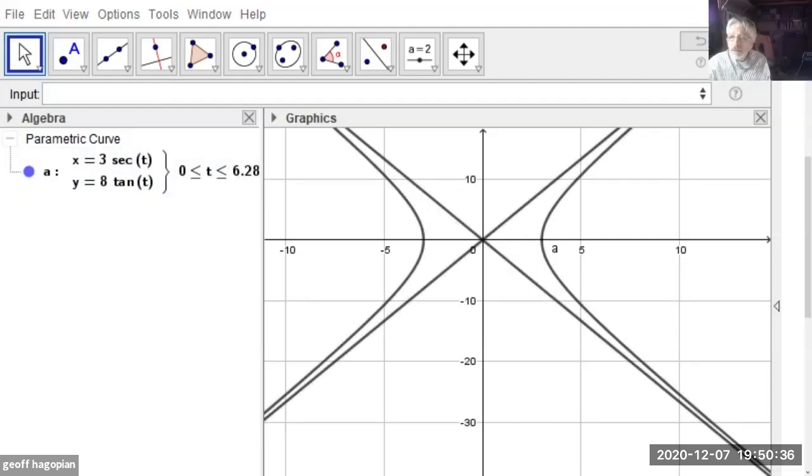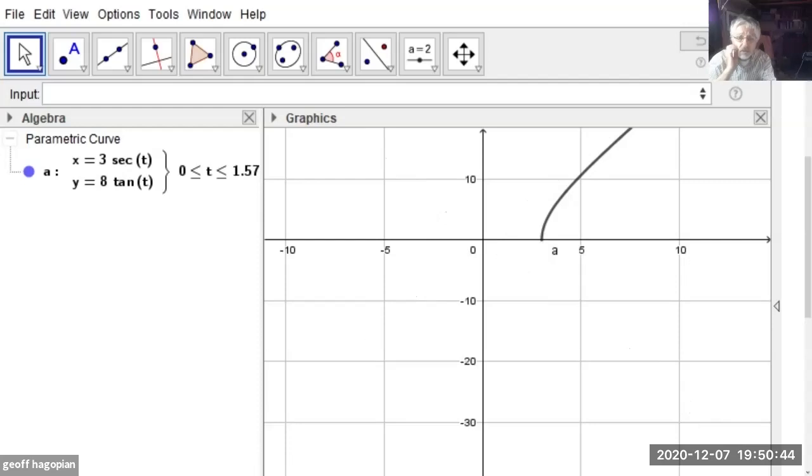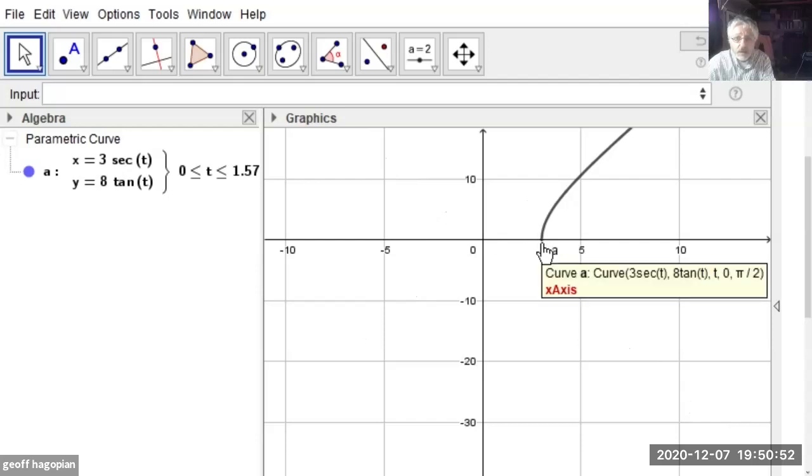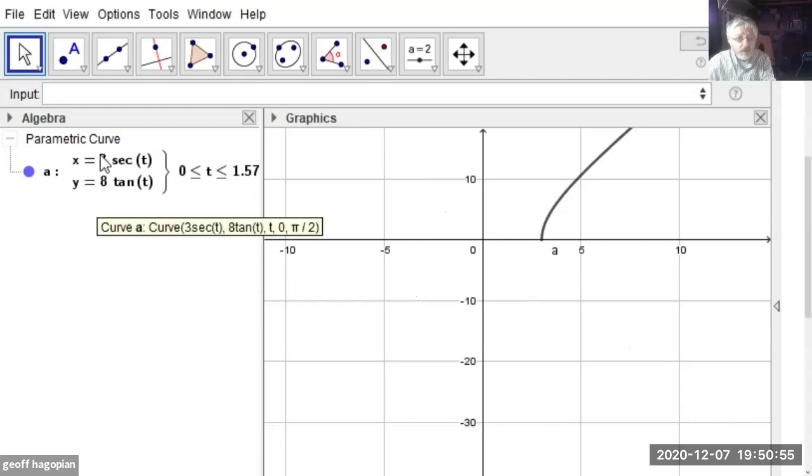Let's see, what can I do here? I can say, suppose we're just going to pi over 2. That would be 1/4, right? So we just get this branch then, right? And at t equals 0, we're going to start out here. If t equals 0, the secant of 0 is 1, right? It's the reciprocal of cosine. Cosine of 0 is 1. Secant is the reciprocal of cosine. So 3 times 1, x is 3. So it's starting there, and tangent of 0 is 0. So it's starting where x equals 3 and y equals 0.